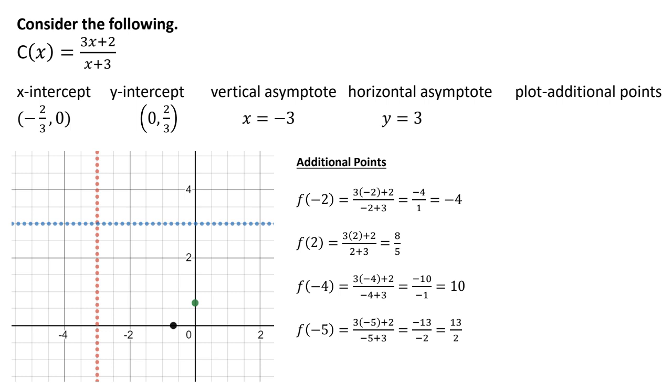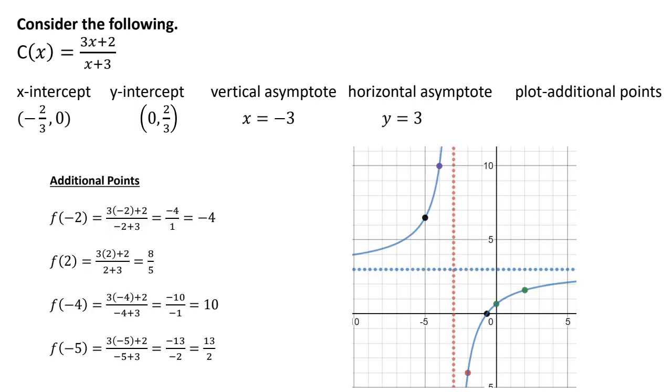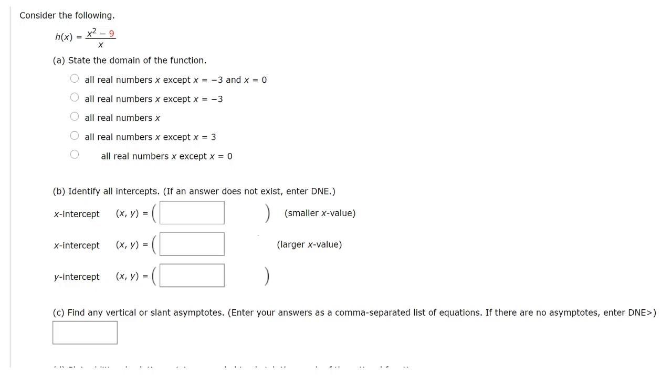Let's go ahead and plot these points. I plotted these points both on the right and left of my vertical asymptote, and then I let the computer do the work. The computer made this nice smooth curve graph that represents my function. All right, let's do one more.